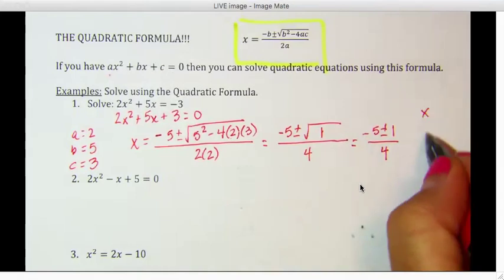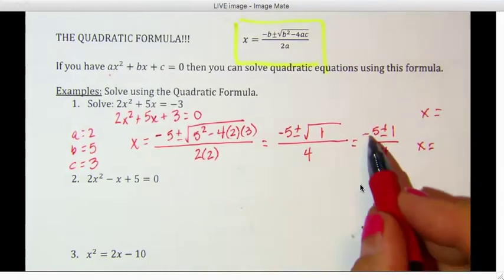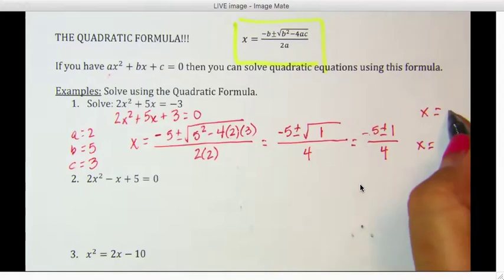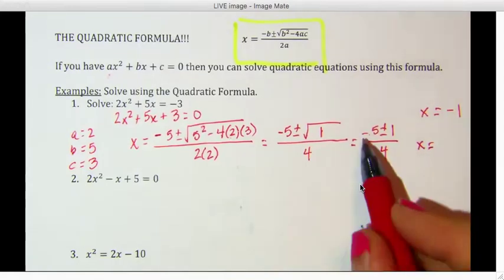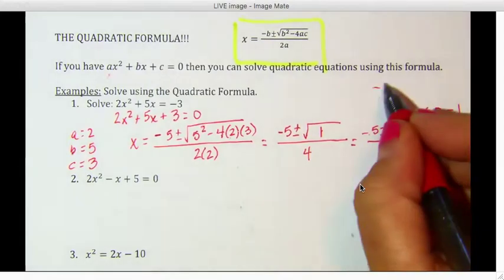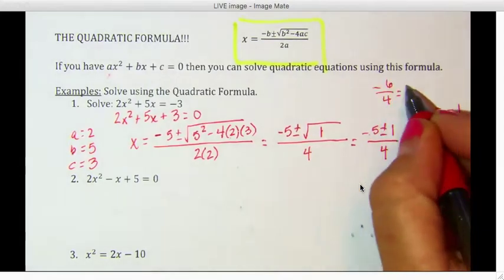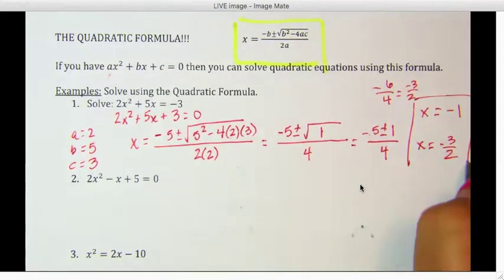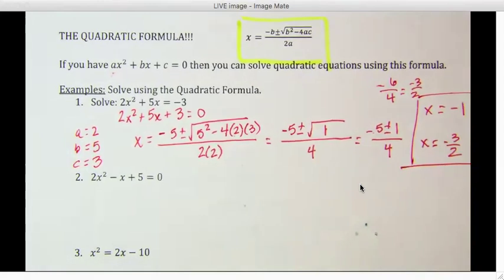I can actually find my two x values. -5 plus 1 is -4. -4 divided by 4 is -1. -5 minus 1 is -6. -6 over 4 reduces to -3 over 2. And those are my two solutions.